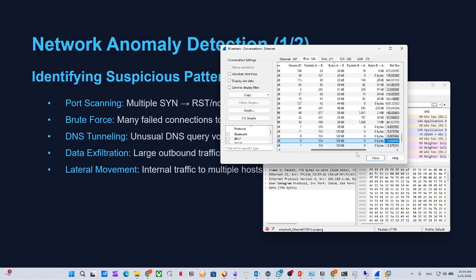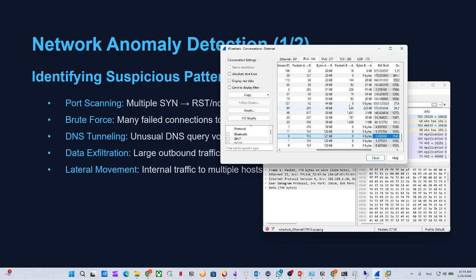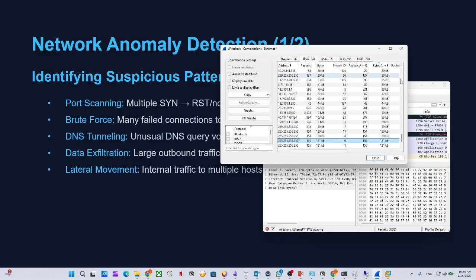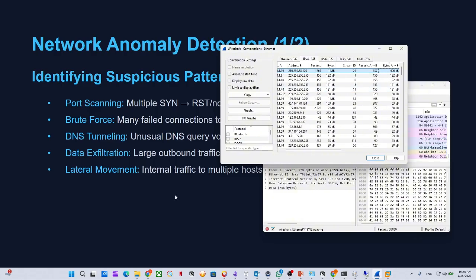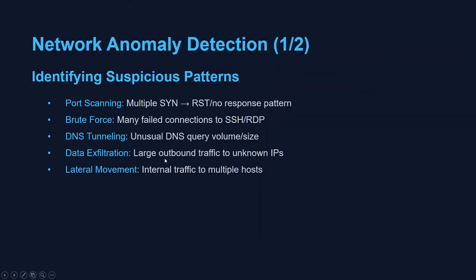We have bytes A to B, and actually, A to B. We can just put the highest. This is the highest one. Okay, and you can check the address, whether it is suspicious or not. Lateral movement, internal traffic to multiple hosts. Okay, these are the things that you can look for.